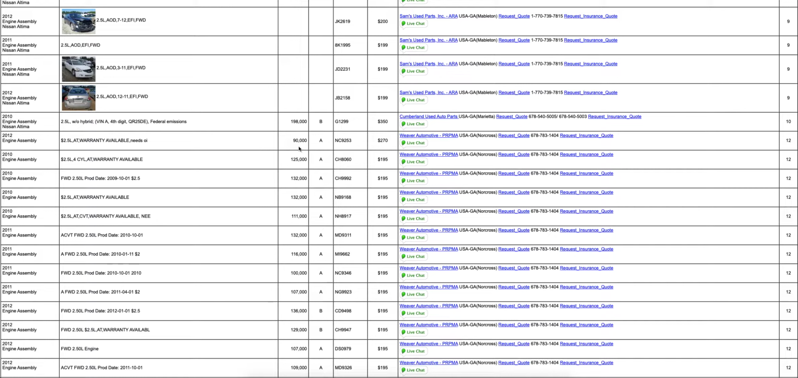This is the one I go with, right here. It's got 90,000 miles on the motor, warranty available. I would call this guy up, get this thing with 90,000 miles, keep the paperwork, and then when I go to sell it, I would say it's got 90,000 on it.